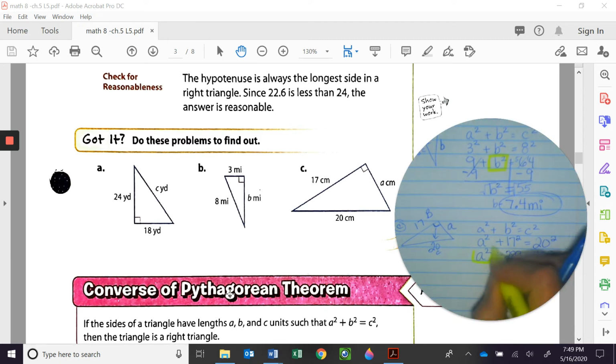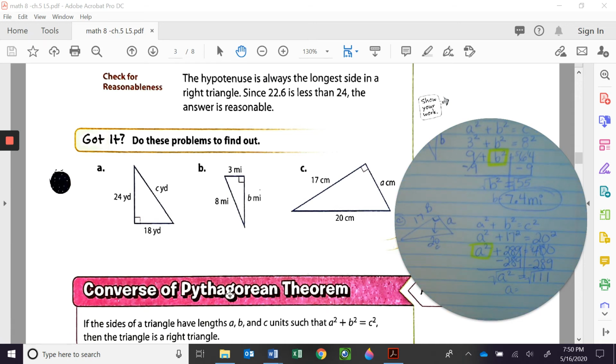Your A squared is on the same side as this 289. So to get rid of that, we got to use the opposite or the inverse. So we're going to subtract 289. Okay, borrow if you need to, or use your calculator. And so we get 111. Now we take the square root to find out what A is.